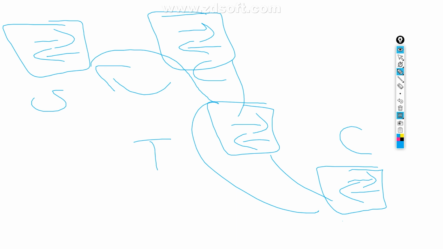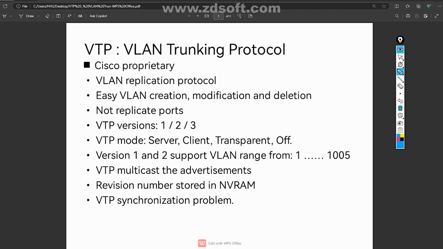But if we enable the off mode, VTP off mode, in this switch, this switch will not get the update from the server, and still will not forward it to the other client. So this is the feature of VTP off mode. So the revision number, as I told you before, I explained that one, is stored in NVRAM. And VTP has a little bit of a synchronization problem.